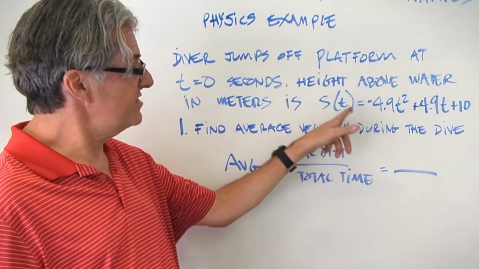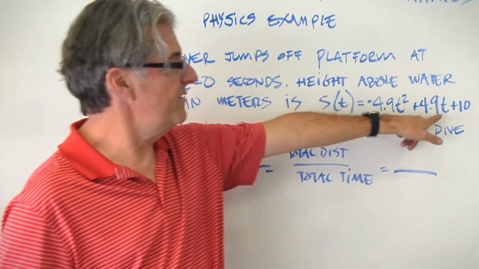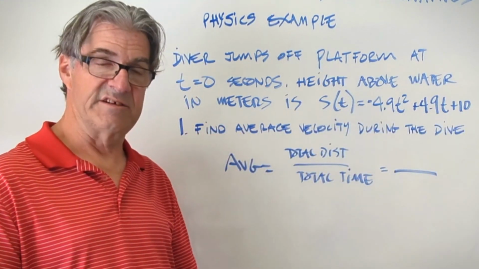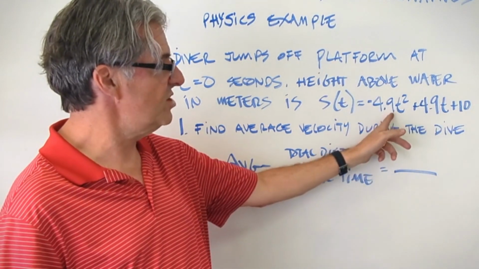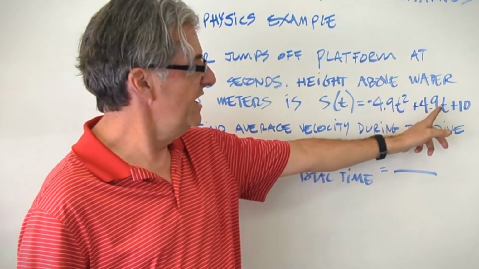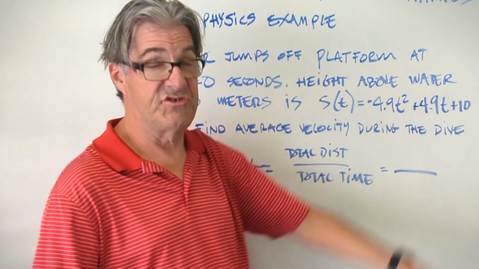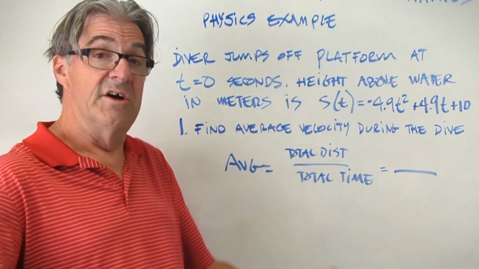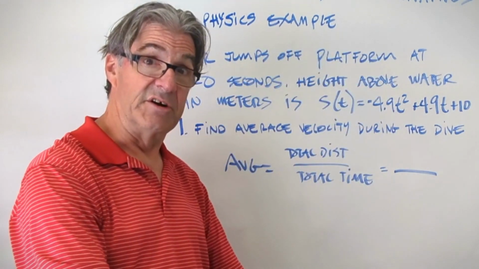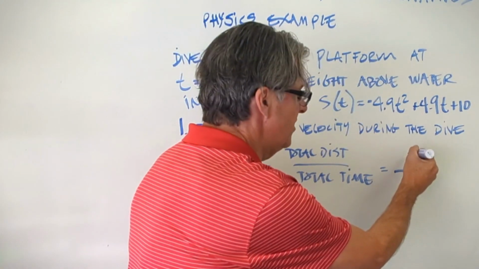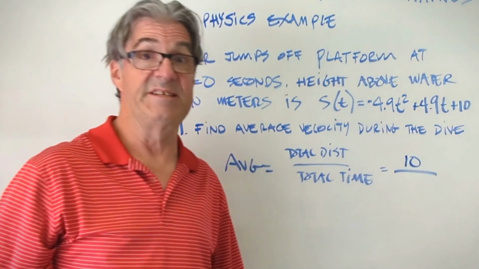So at the beginning, the diver, you put zero in for t to find the height. And we know, okay, so that term goes to 0 because t is there, and this term goes to 0. So the diver is just 10 meters above the water, so the diver is going to travel 10 meters till he gets to the water. So we know the total distance on the top is going to be 10.